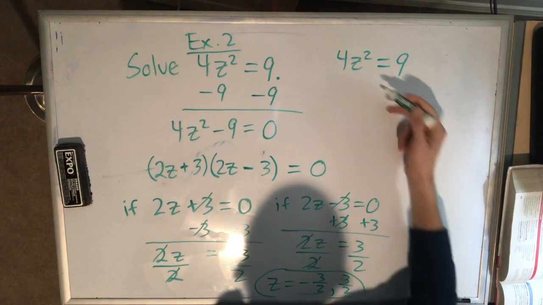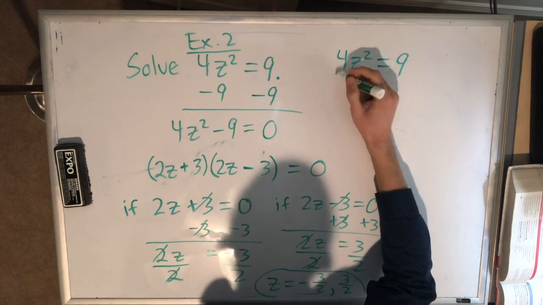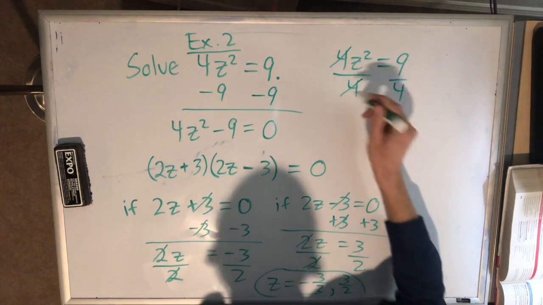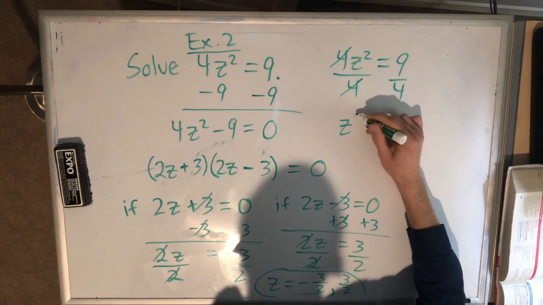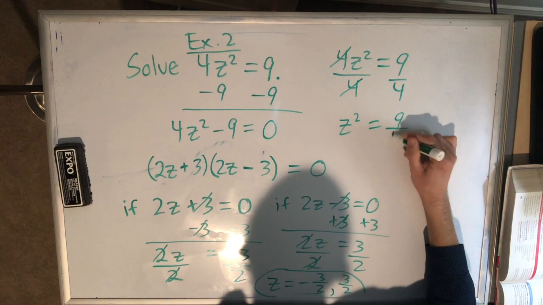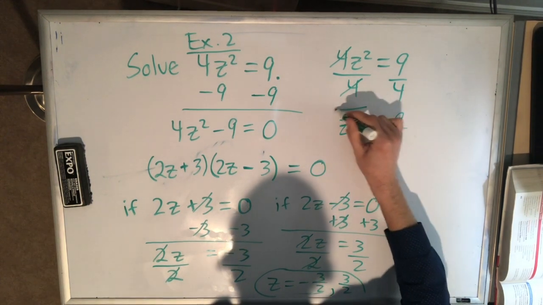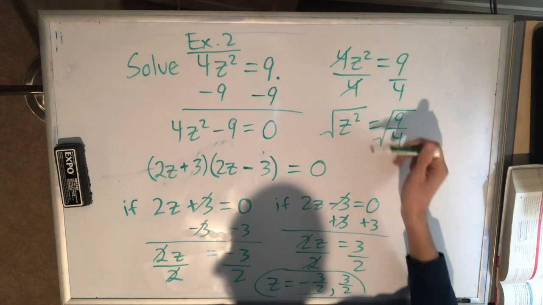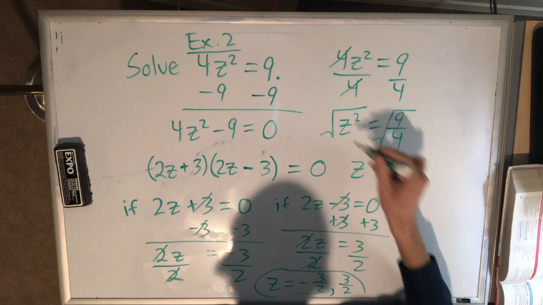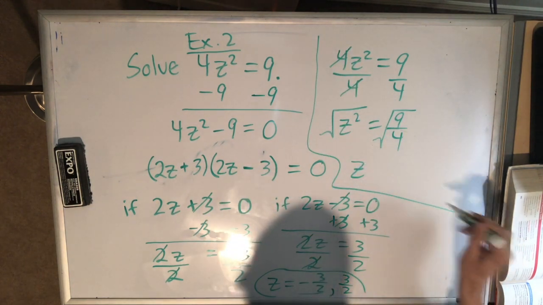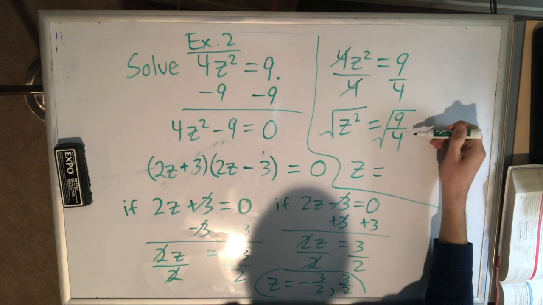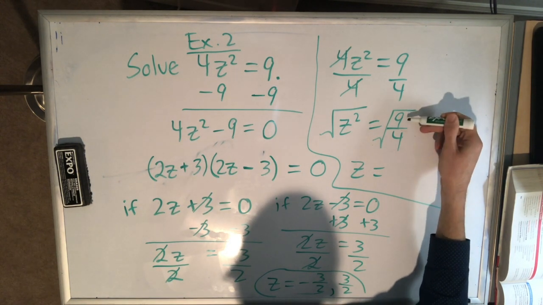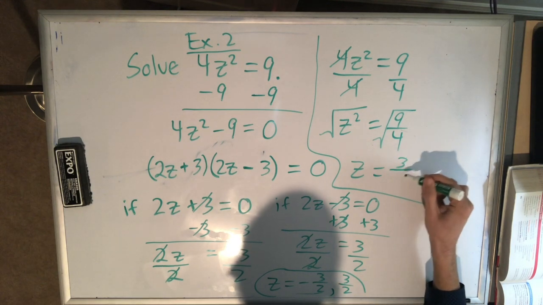In this method, we isolate the variable squared by dividing each side by 4. The 4's cancel out. We have z squared equals 9 over 4. Now that the variable squared has been isolated, square root each side. Square rooting cancels out squaring, so we're left with z. And then the square root of a fraction is equal to the square root of the numerator over the square root of the denominator. The square root of 9 is 3. The square root of 4 is 2.